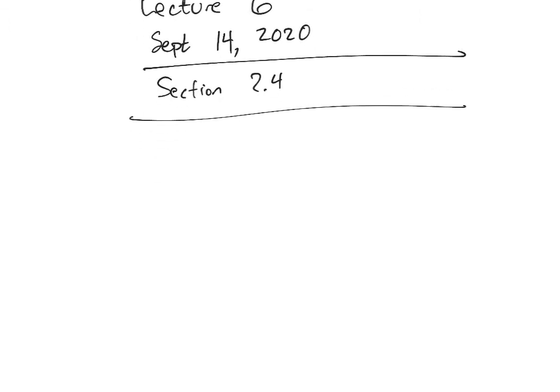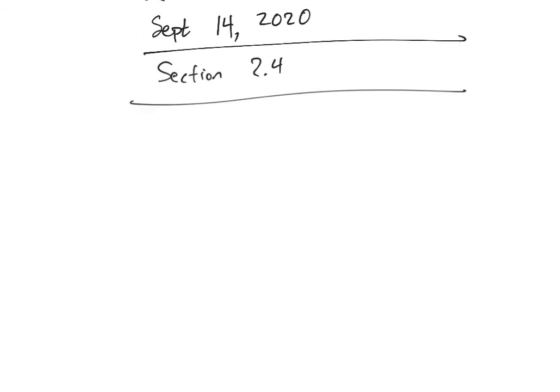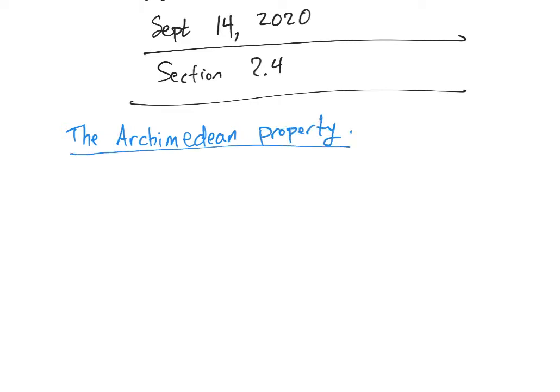So let's start with something that's hopefully a little bit obvious, but, well, let me just state it. And let me see if I can spell this right. The Archimedean property. I'll state it and then we'll talk about it.